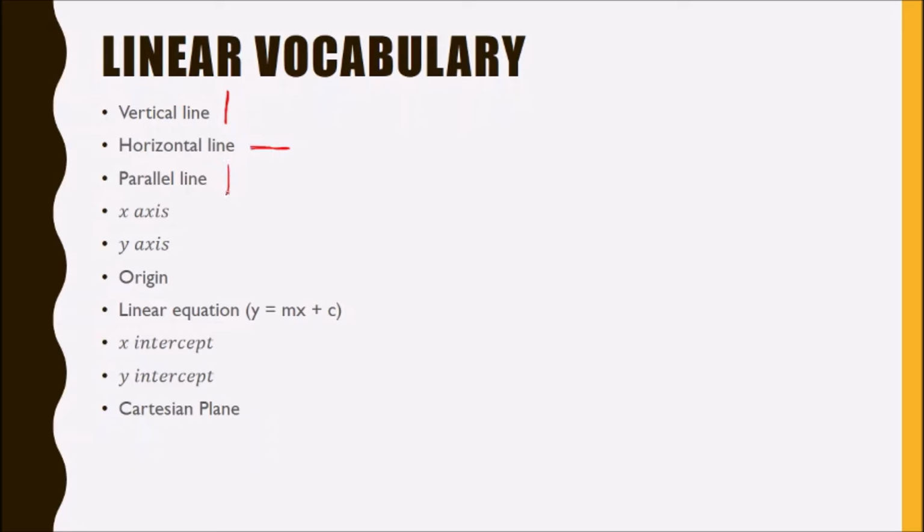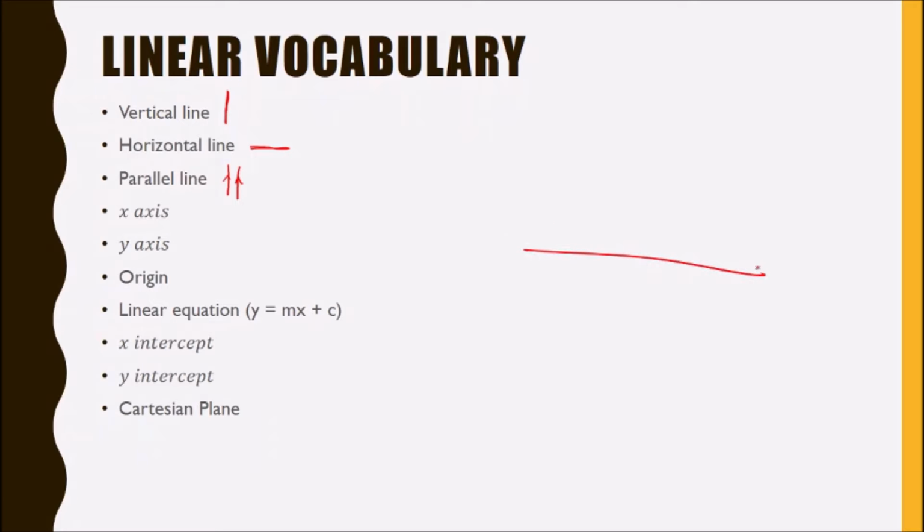Parallel lines are lines that are next to each other that never touch. So if I was to continue drawing this line upwards, these are just arrows, they would never be touching, but they're next to each other, and we call that a parallel line.